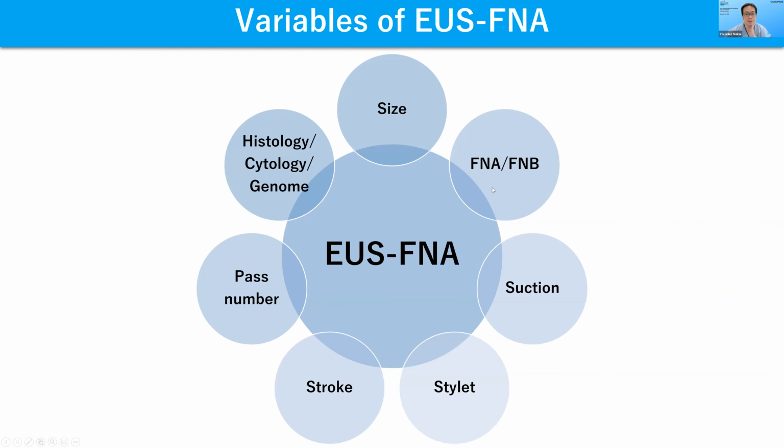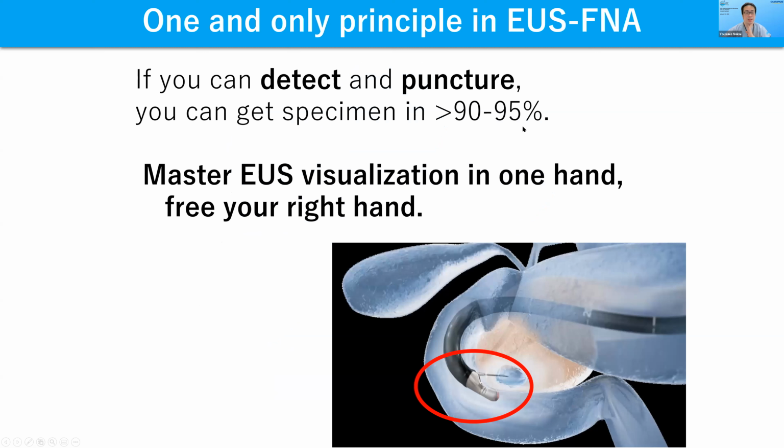And there are so many factors in performing EUS-FNA, like suction, stylet, number of passes, and the needle size. And this is most important: if you can detect and puncture with the needle, you can get a specimen in, I think, more than 95%. So we have to master EUS visualization. And I have to say, with one hand to perform FNA, we have to free your right hand to perform FNA.